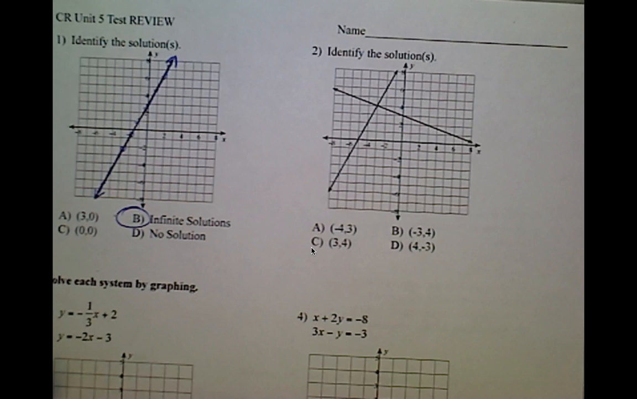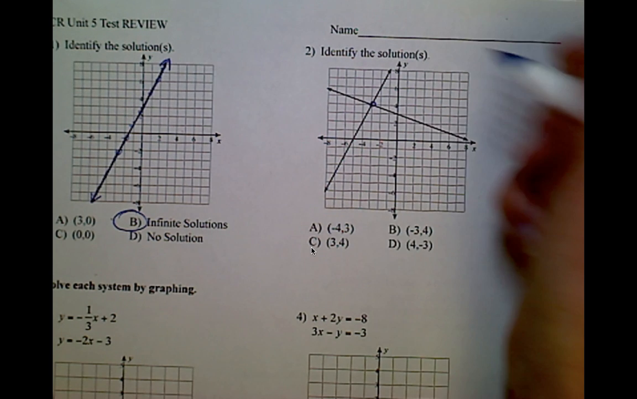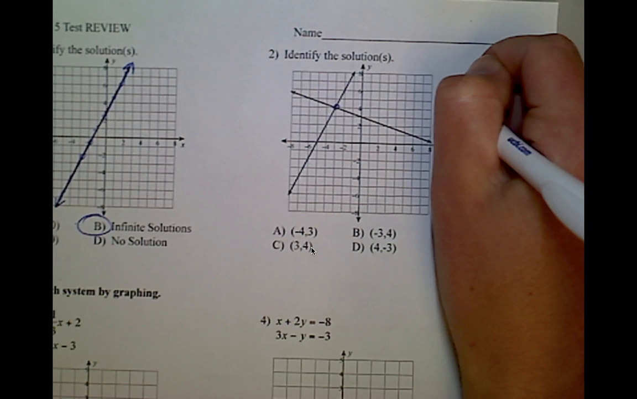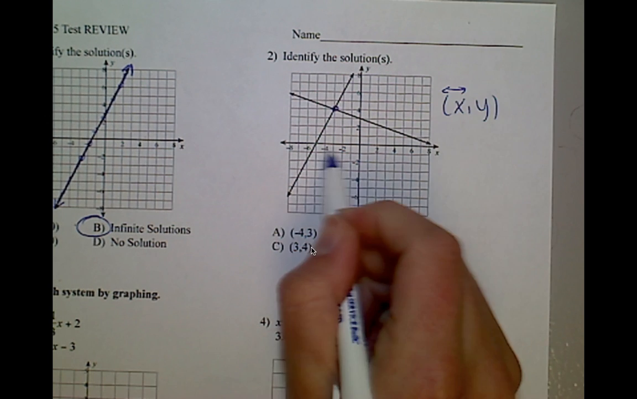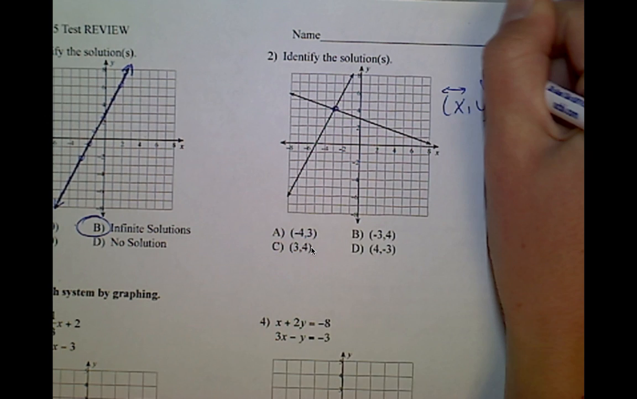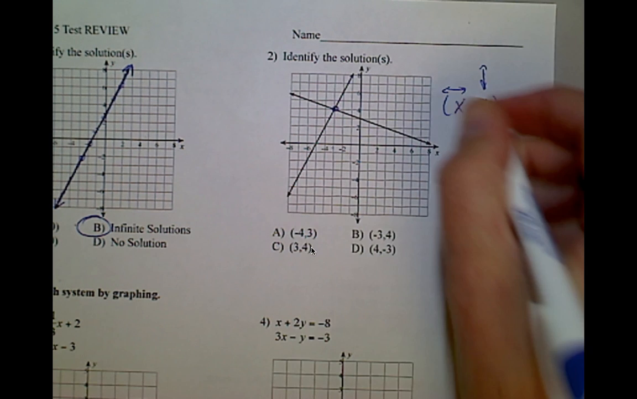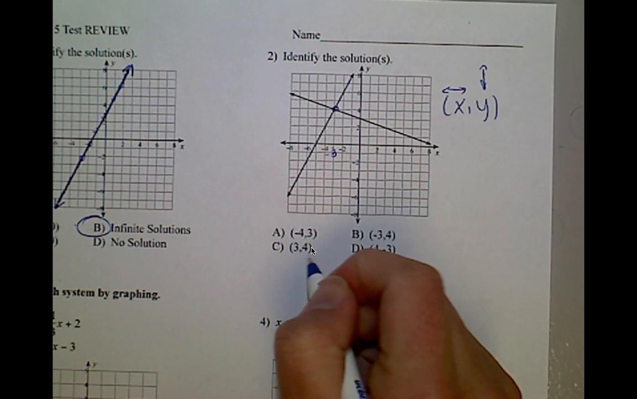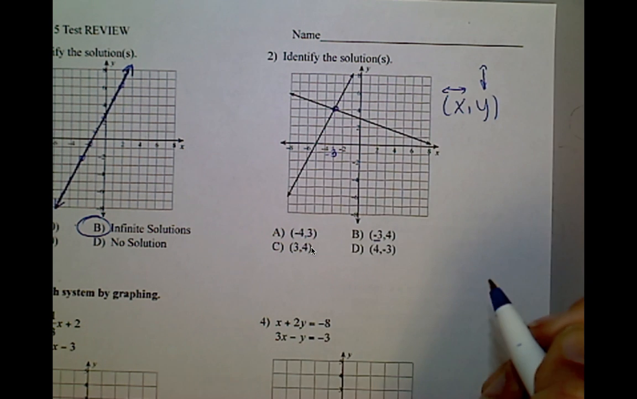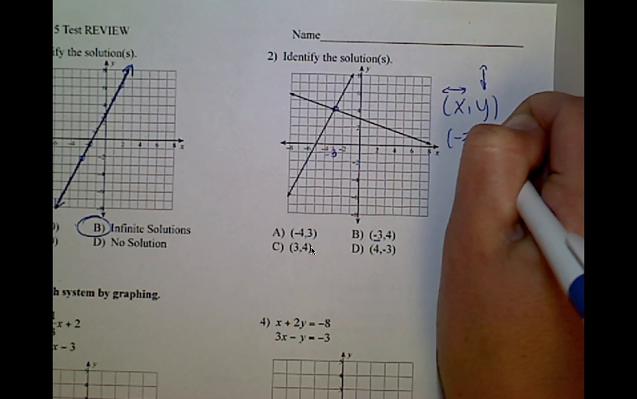Next one is identify the solution of this system. They're intersecting one time, so we have to name that coordinate right there. Remember, when you're graphing coordinates, there's always an x and a y. X is left and right, like the x-axis. Y is up and down, like the y-axis. So I went left 3, up 4. Since I went left 3, right here's your negative 3. I'm going to start off with a negative 3, like this one right here, and I went up 4. So my ordered pair is negative 3, 4.